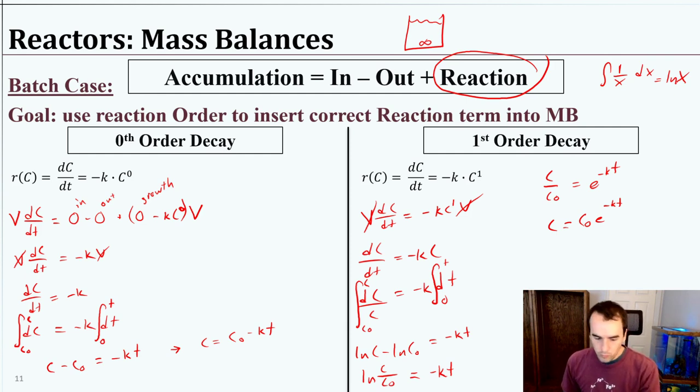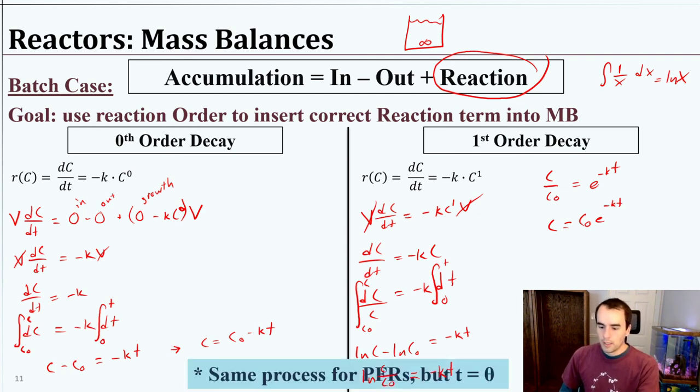Okay, so given all that, we're going to do the same process for a CSTR, but we'll notice that the input and output are not zero. And while I'm here, let me make this note that the same process holds true for plug flow reactors, except that instead of using the time here, we'll insert theta.